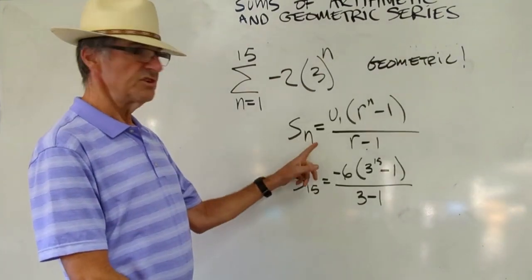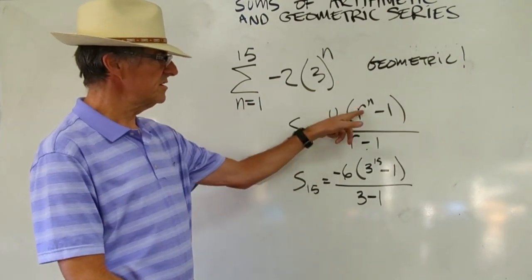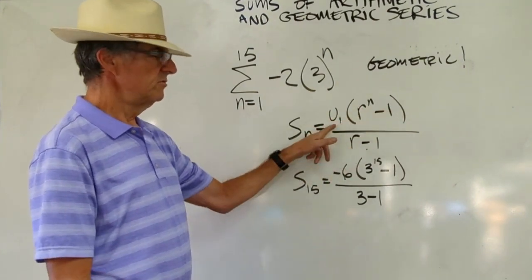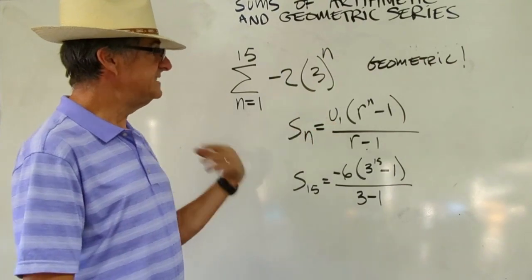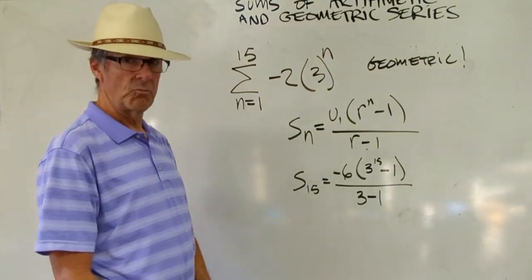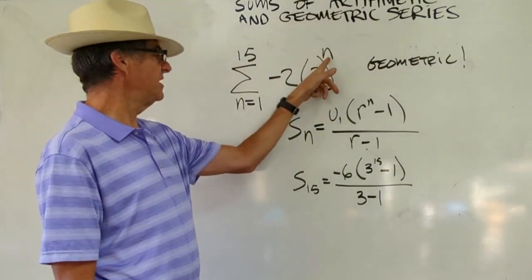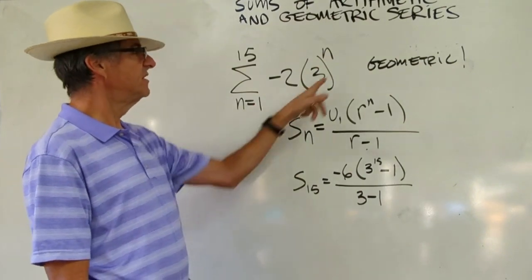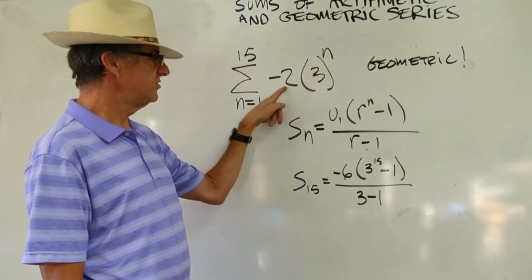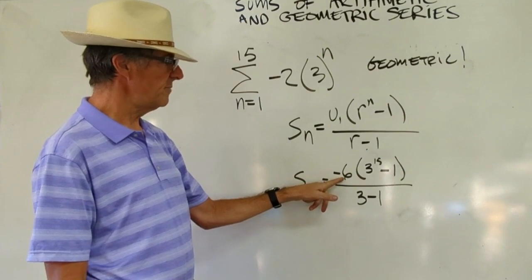All right, so I chose to use this formula with the r to the n minus 1 over r minus 1, with u1 sitting out here. I did need to figure out what u1 was. Pretty easy. That's just when n is 1, as dictated by this. So it's just 3 to the 1 times negative 2, which gives us negative 6 for my u1.